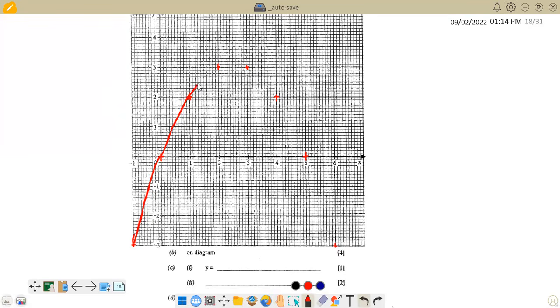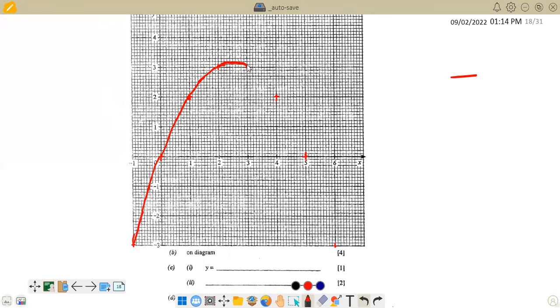Here we are not going to join to make a straight line like this one. No. You just make a curve. Let it be at least between 1 or 2 boxes somewhere there. Let it not be that much.